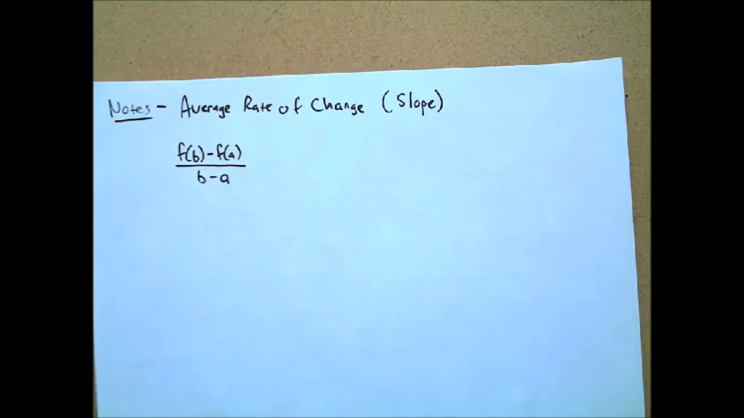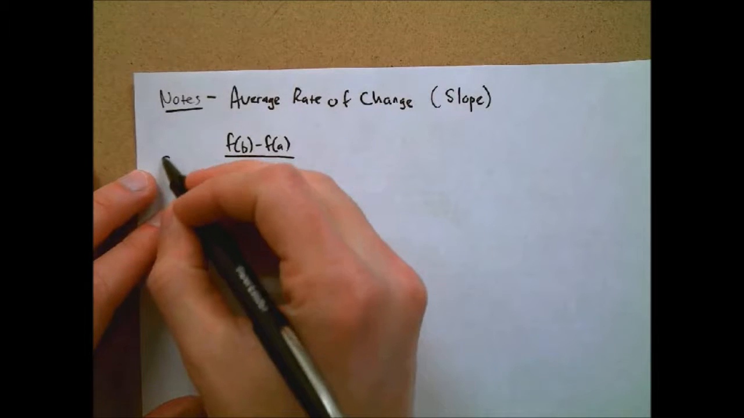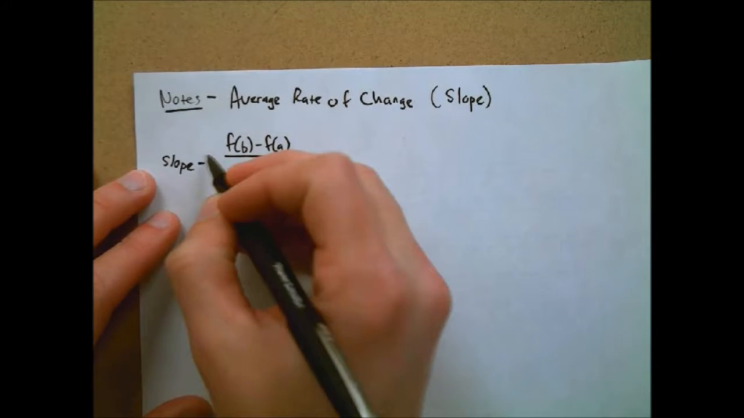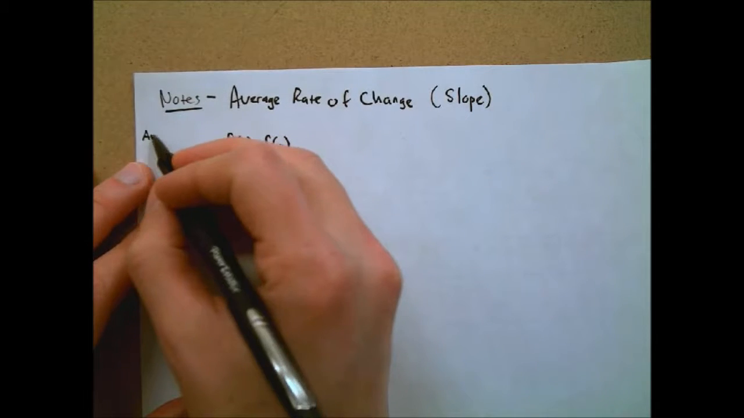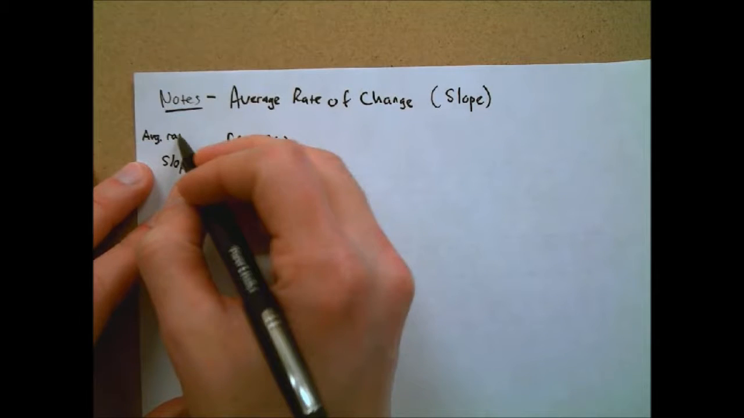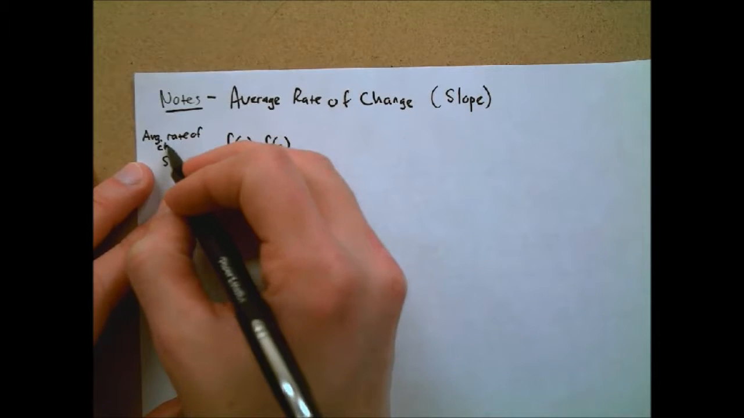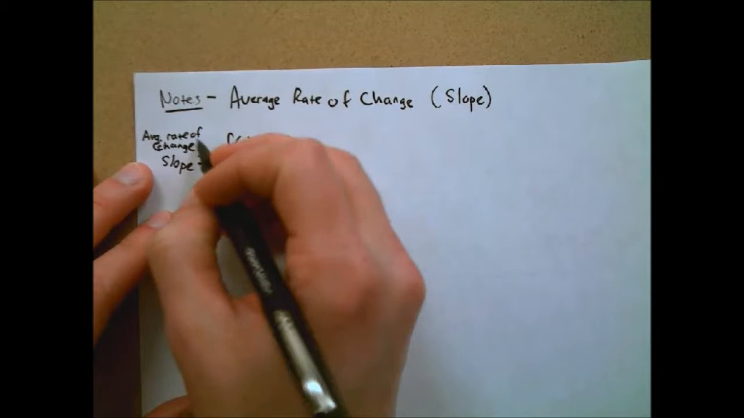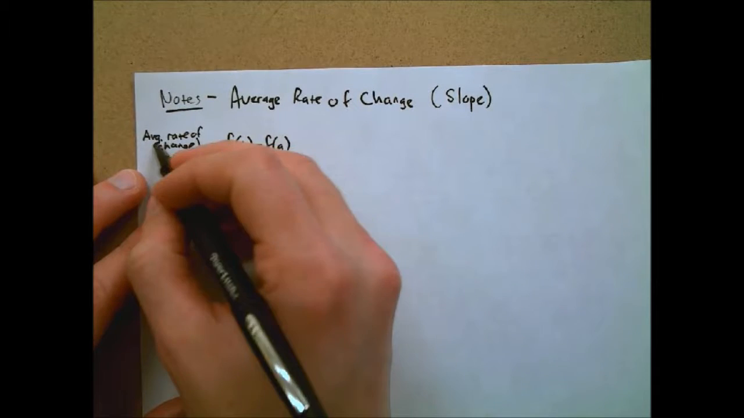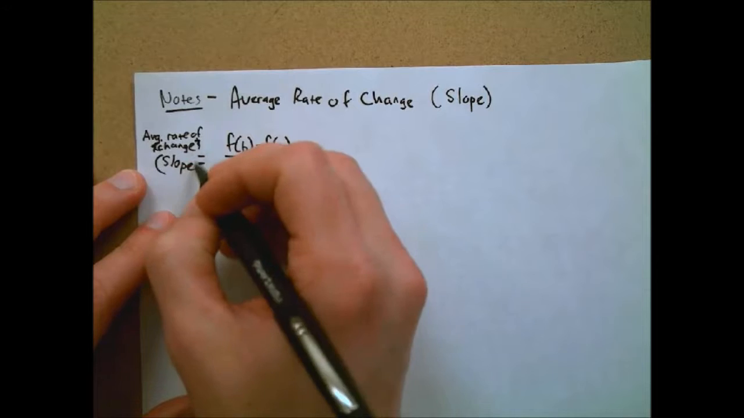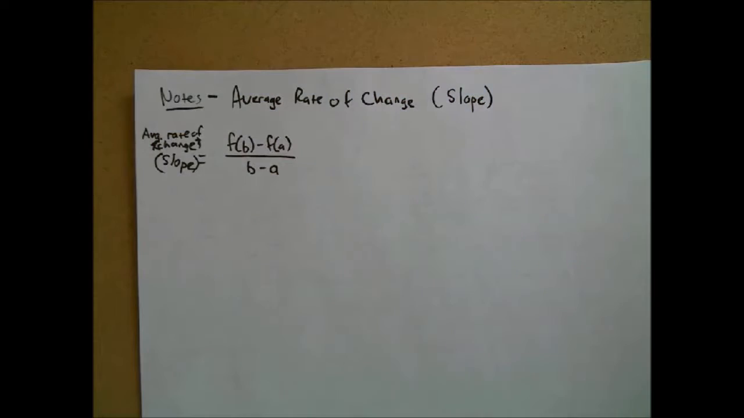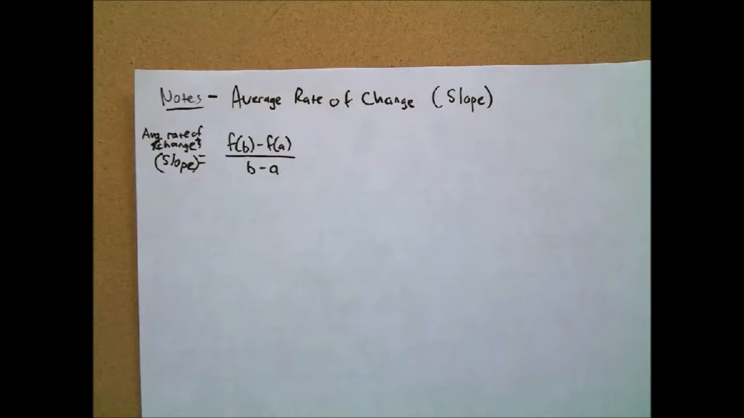Okay? f(b) minus f(a) over b minus a. This will be the slope, or also the average, I'm going to abbreviate here, average rate of change. Oops, why did I put parentheses around there? Darn it. I want parentheses around the slope. I'm going to fix that real quick here. Okay. So average rate of change, or the slope. And for lines, these two ideas are kind of synonymous with each other. They mean the same thing.